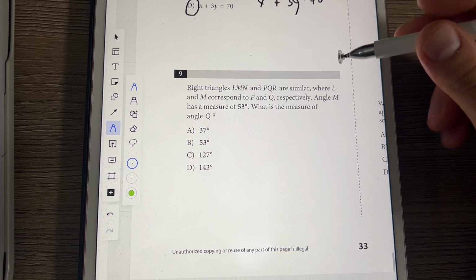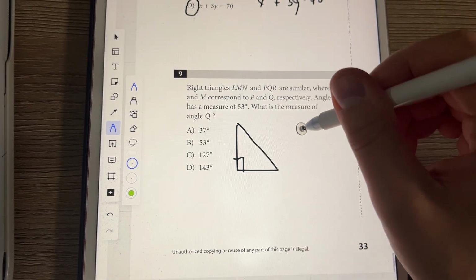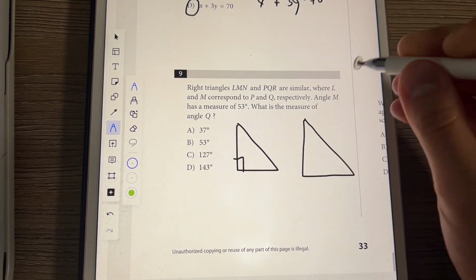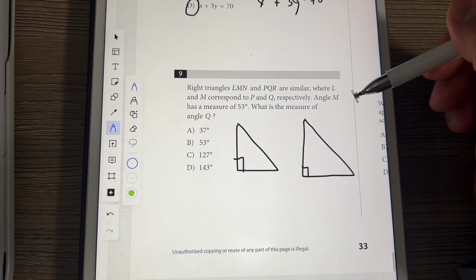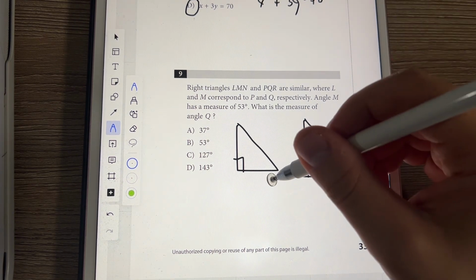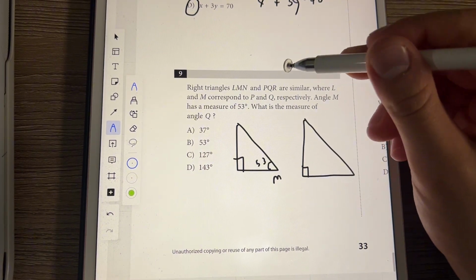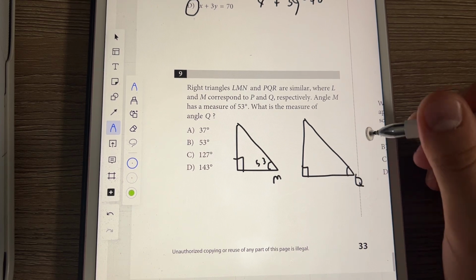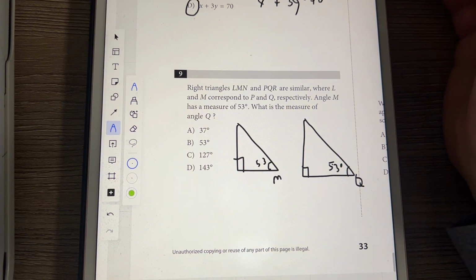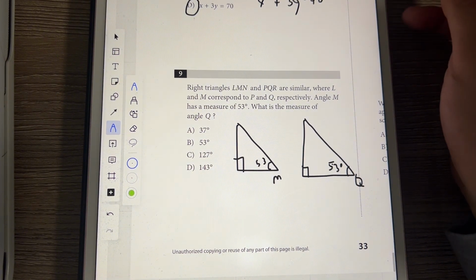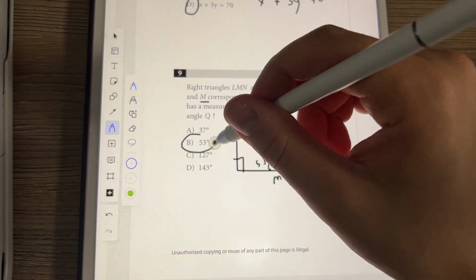Okay, well, we know L and M correspond to P and Q. I want to draw these because I'm going to get confused if we don't. I don't really know anything about their sizes. I just know that they're similar, so they have proportional sides. What is my right angle? Well, I know my right angle isn't going to be M. M is going to have a measure of 53, and M corresponds with Q. Q has an angle measure of 53 as well, because similar triangles have the same angle measures. Let's just make sure really quick. M corresponds to Q, so if M is 53, Q is 53.